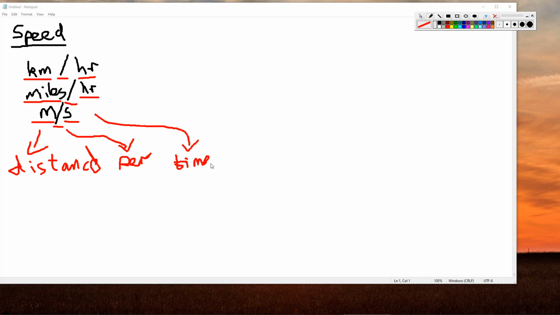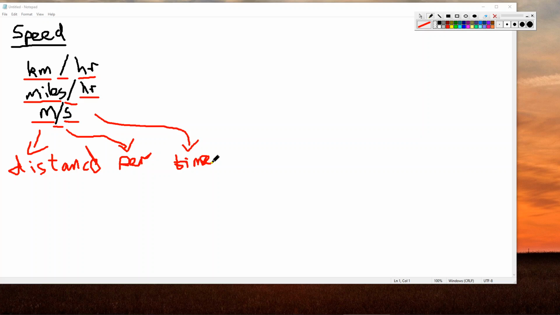So that's what we really mean by speed. Speed is the distance travelled in a unit of time.